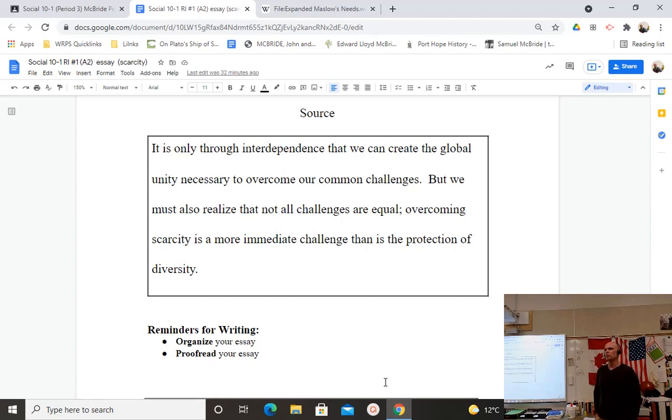Interdependence means we rely on each other. It's one of the outcomes of globalization. When we interconnect, we become interdependent. Are we globalized today? Yes. Do we have global unity today? No. Do we have any observable evidence that we lack global unity?